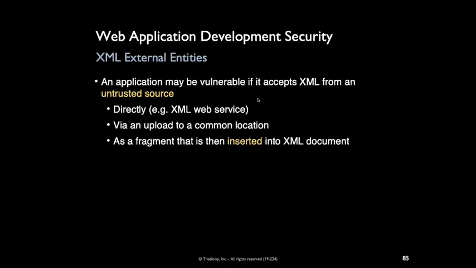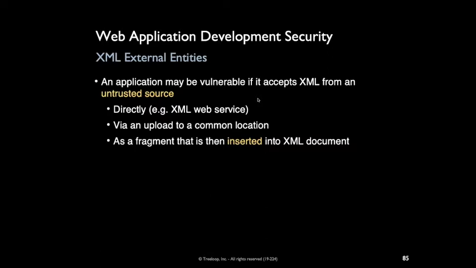This can be an issue anytime your application accepts XML from an untrusted source. So if you have some sort of web service that accepts incoming XML, what if that incoming XML ends up containing some external entities within it? When it ends up getting parsed by the framework, bad things could be triggered. Via an upload to a common location: you let people upload XML files to some folder somewhere, some Dropbox, and then you have code that reads those files, parses them, and then does something based on what's in there. If there's an external entity in there, potentially there's a problem.